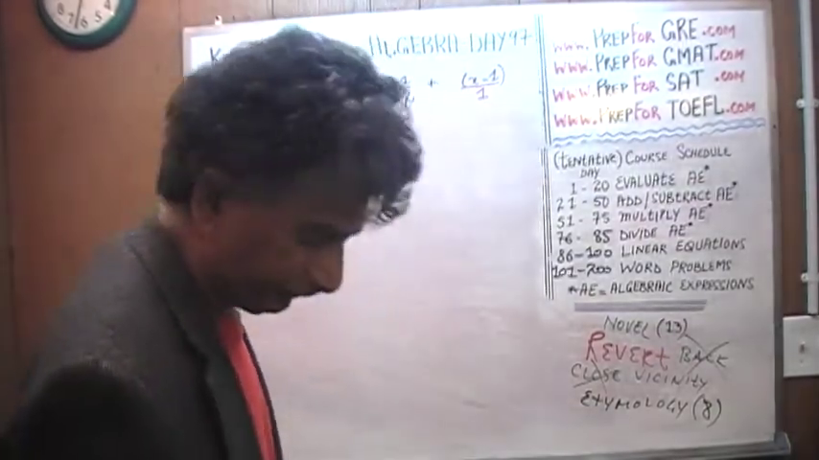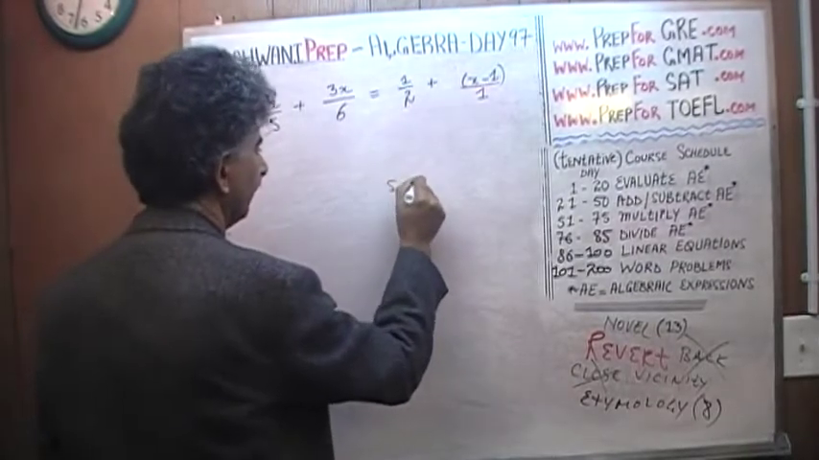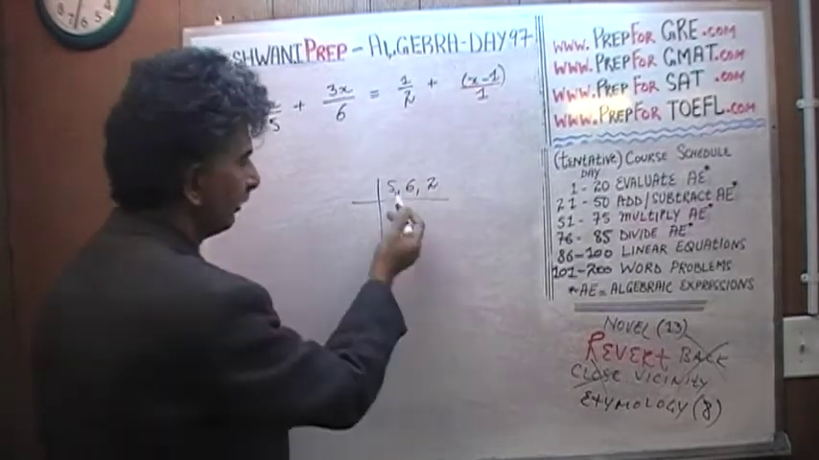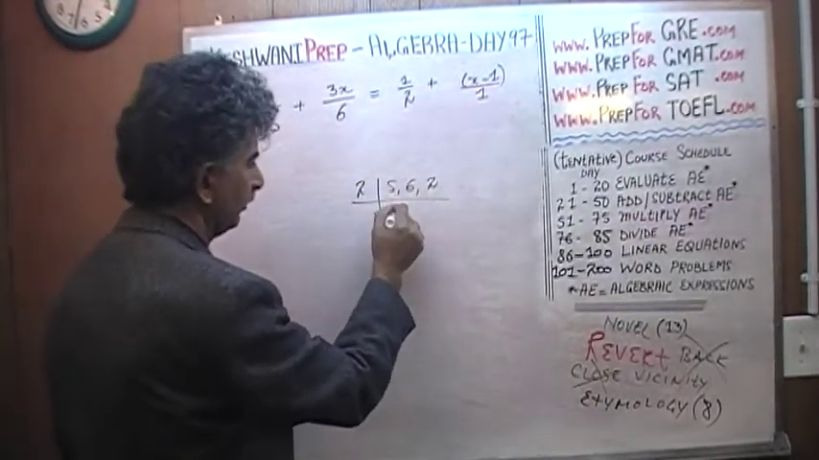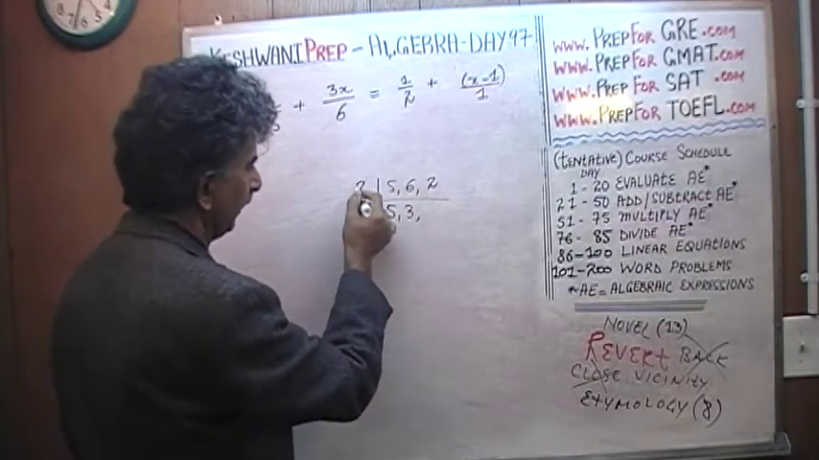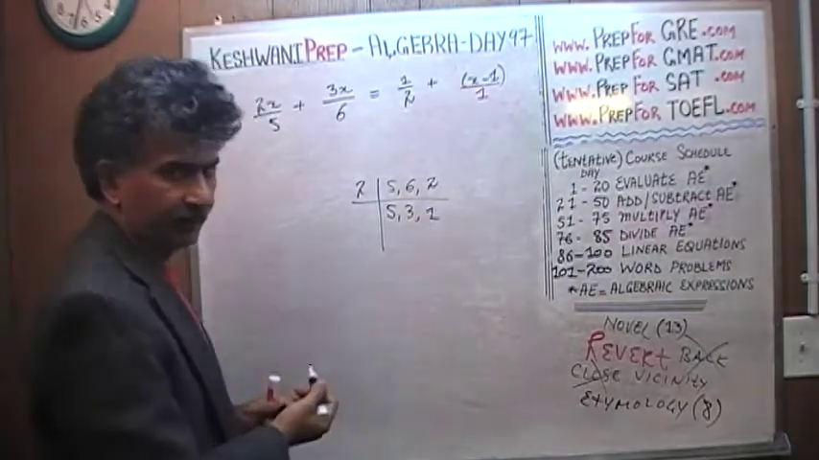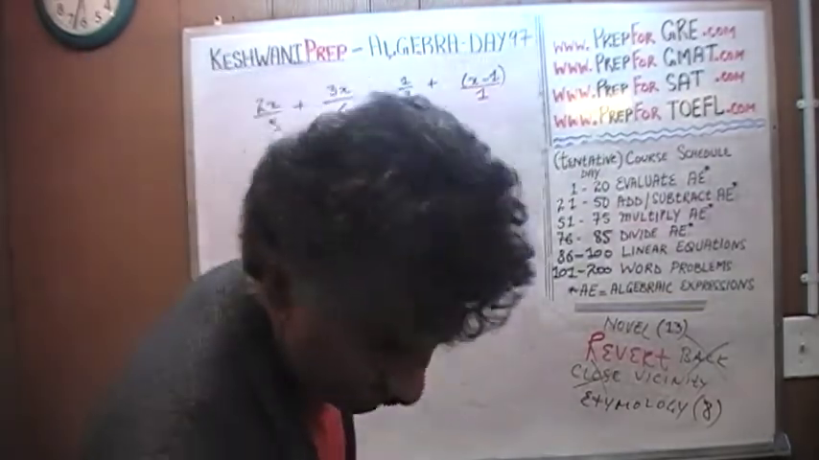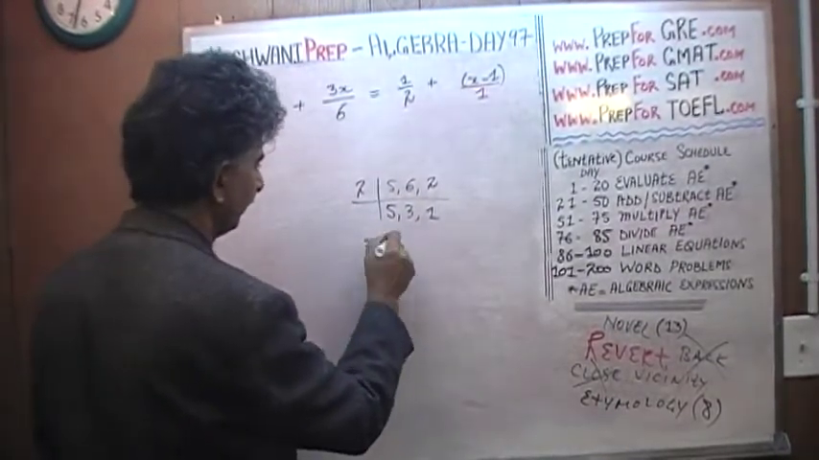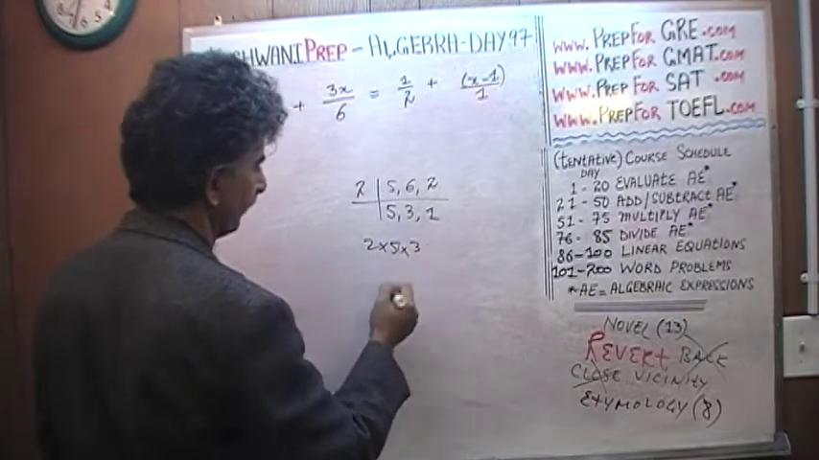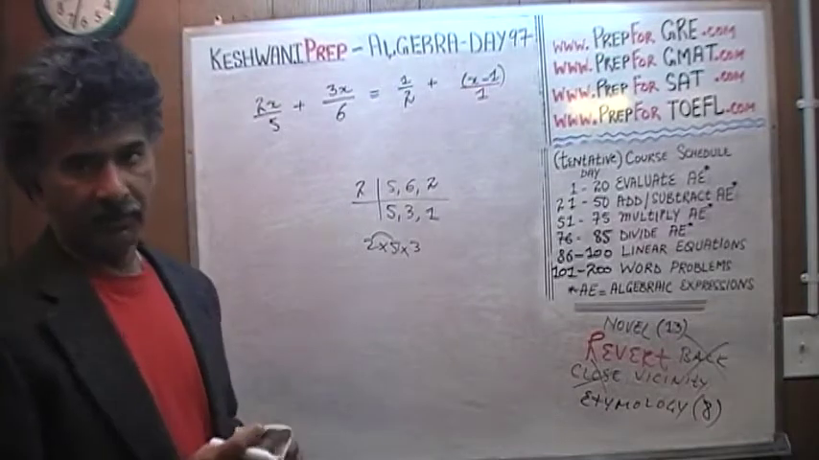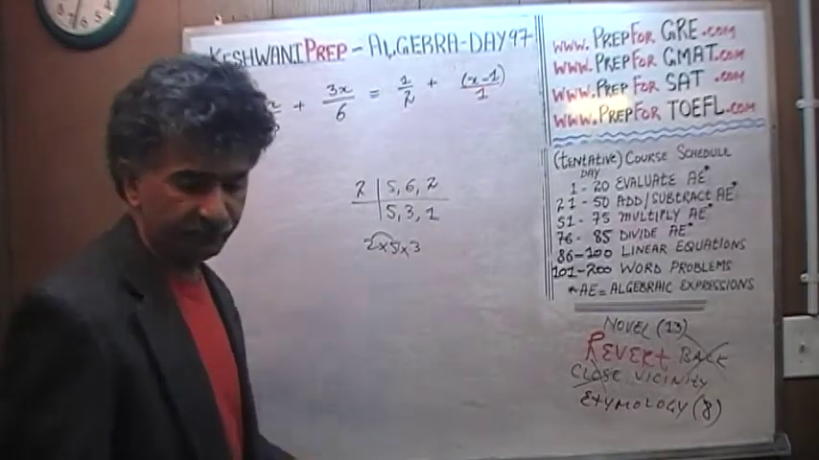Well, let's find out. We have a 5, a 6, and a 2. As long as we can divide two numbers out of these three, we can do that. If we divide by 2, 5 just comes out because 5 cannot be divided by 2. 6 divided by 2 is 3, and 2 divided by 2 is 1. The least common denominator is going to be 2 times 5 times 3 times 1. 2 times 5 is 10, 10 times 3 is 30. The least common denominator is 30.